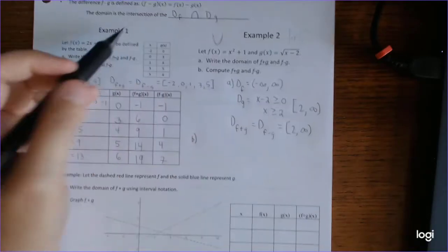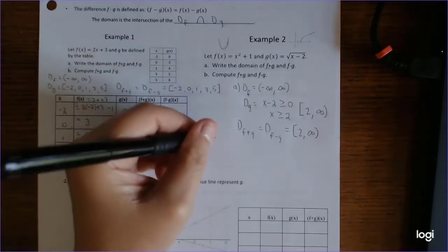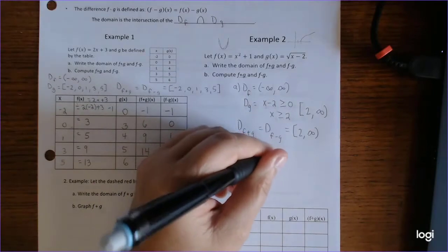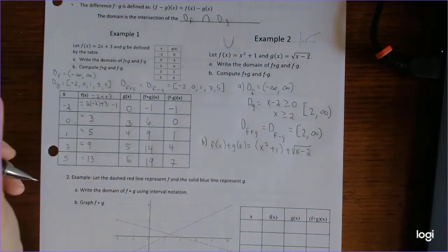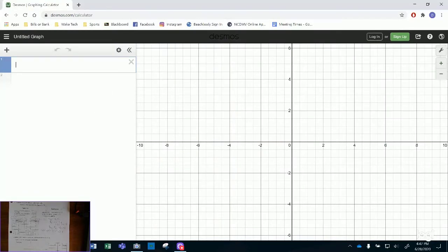So f plus g, it just simply means to add those two functions together. Okay, so f of x plus g of x simply means add x squared plus 1 and the square root of x minus 2. And what you've done is you've created a new function. Okay, so this new function, sometimes people don't want to stop here. They think they have to solve for x. What you're doing is creating a new function.